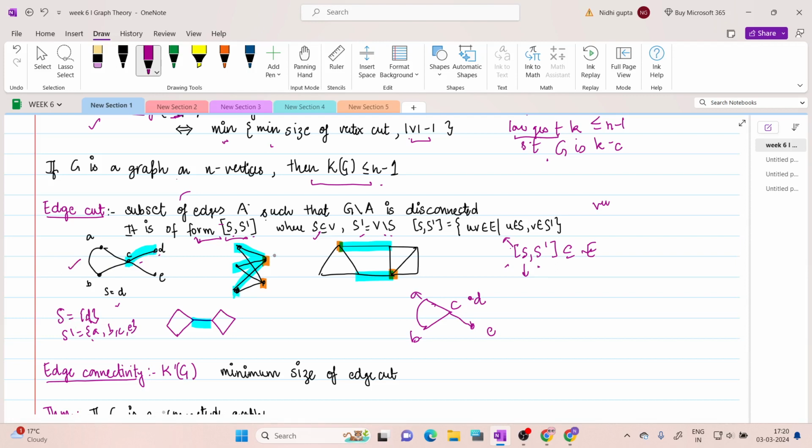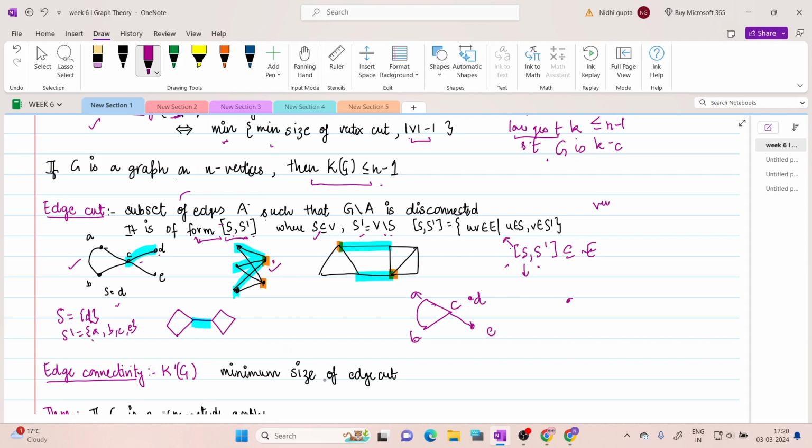And in this second graph also, if we remove all the edges adjacent to just one vertex, since this orange vertex has three edges, and if we remove all these three edges, then in the new graph this orange vertex becomes isolated.